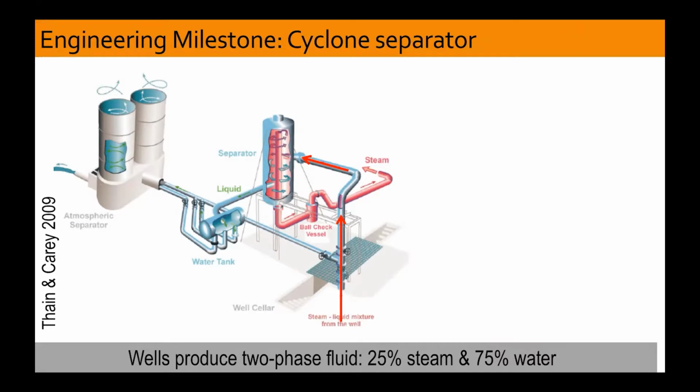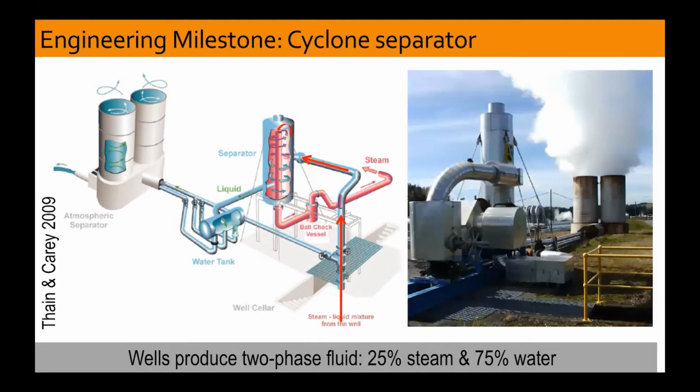Centrifugal forces separate liquid from vapor, and gravity pulls the dense water downward to drain out via the blue-colored pipeline, whereas dry steam is concentrated at the top of the vessel, and it is drawn out via the red pipe, which transmits it to the power station. Here's a photo of a wellhead, separator, and connecting pipework with arrows showing the direction of fluid flow.